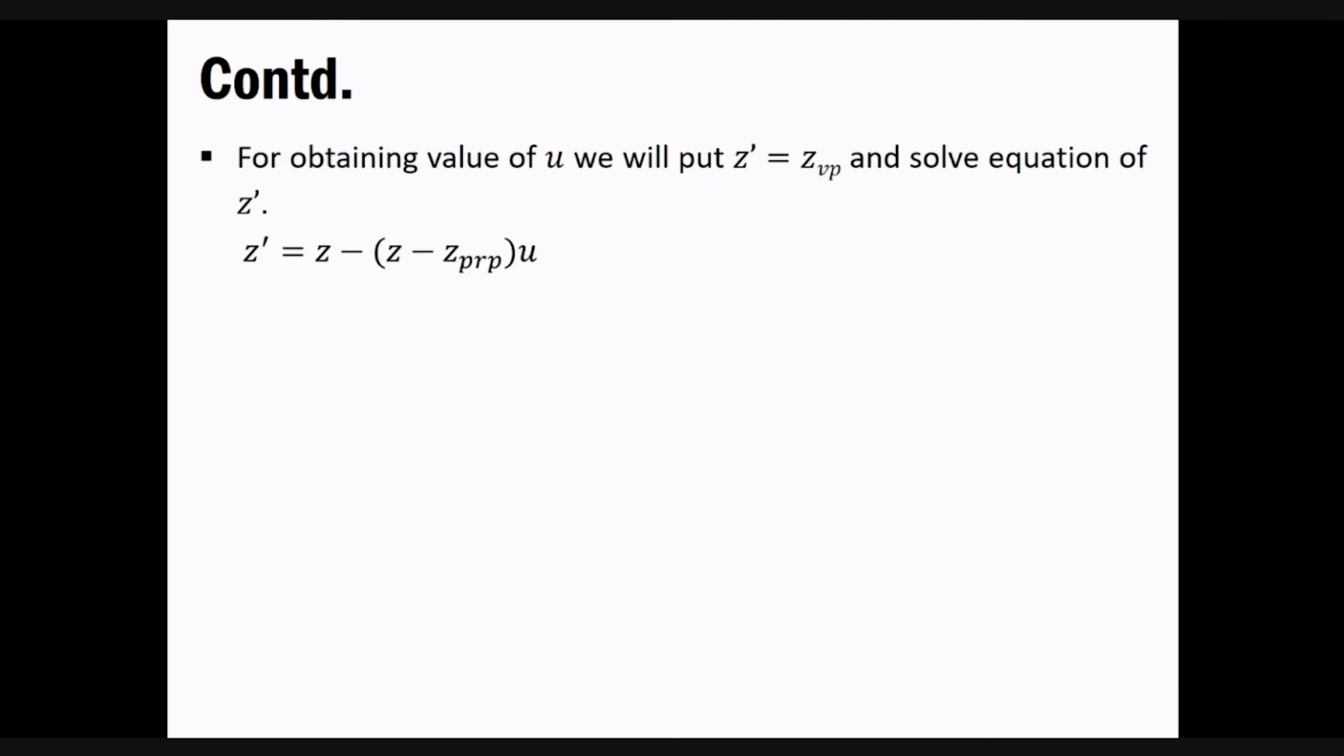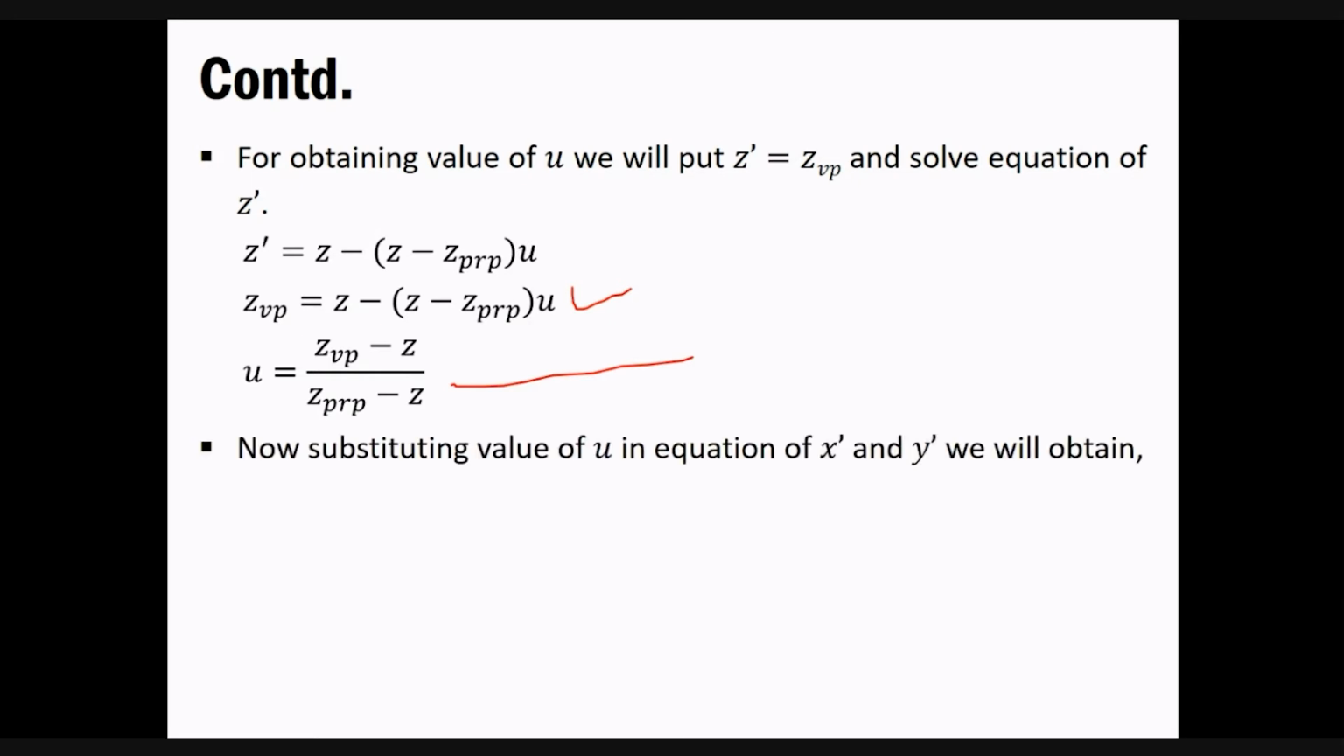So now we have one thing already with us, that is z dash equal to z minus zprp whole into u. Then what it says is we have to substitute z dash equal to zvp. So the same thing is done over here in step 2. Keeping u as the subject, we get u equal to zvp minus z upon zprp minus z. So now we have something that can be replaced with u, because as of now we don't know what u is.